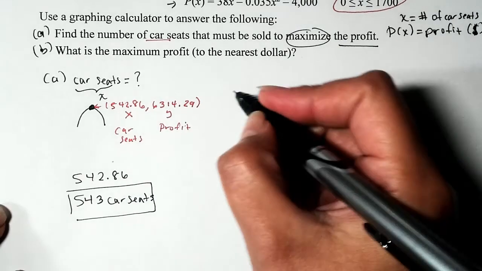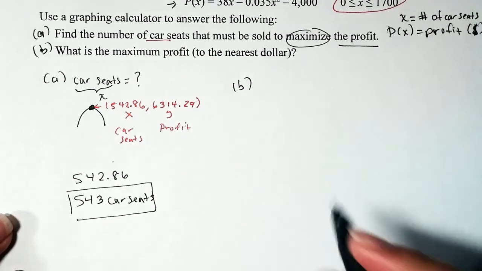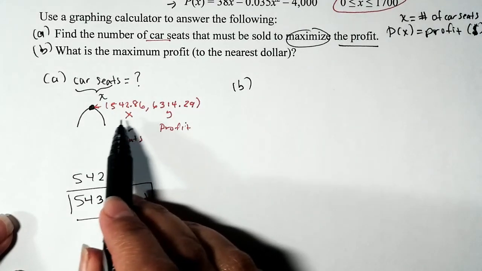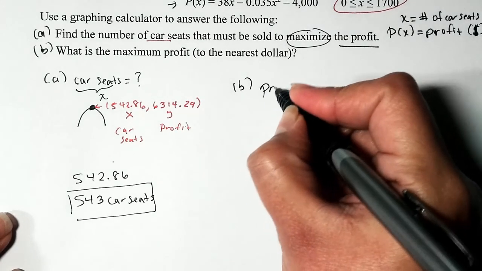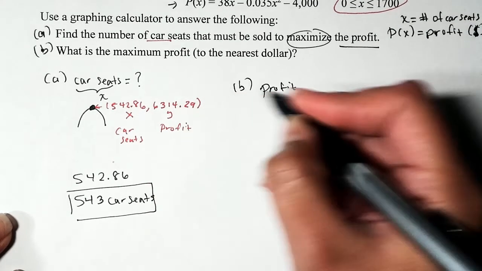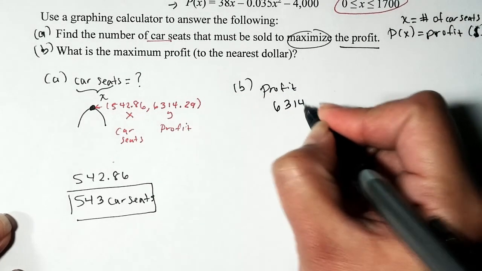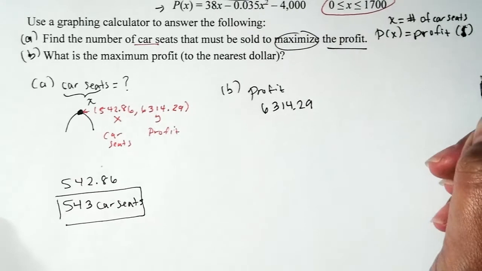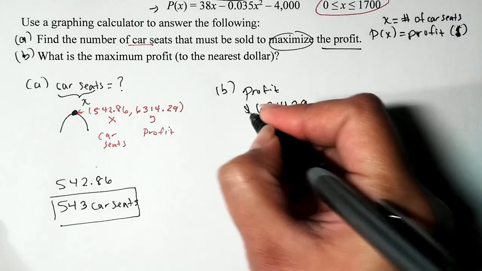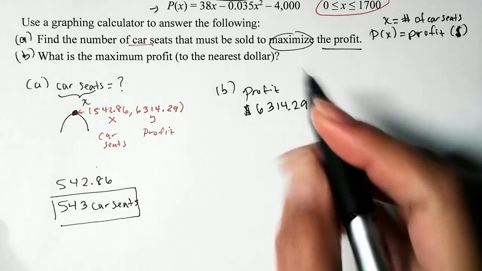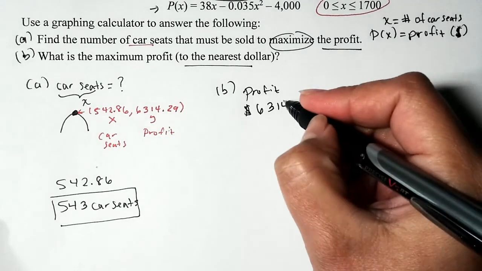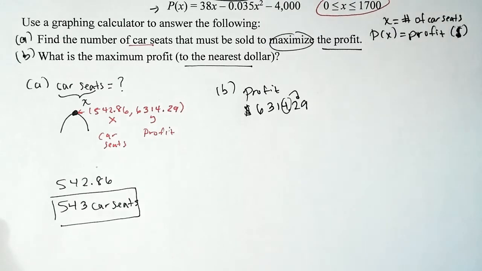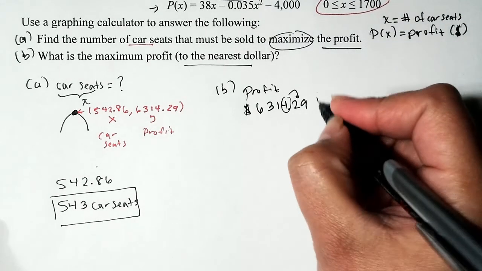So for problem B, we don't have to do any more math if you label the ordered pair. The maximum profit would be, let me write down what we have. We said that the units for profit was dollars. And in this case, we are asked to round to the nearest dollar, or the nearest whole number. I believe that will round down.